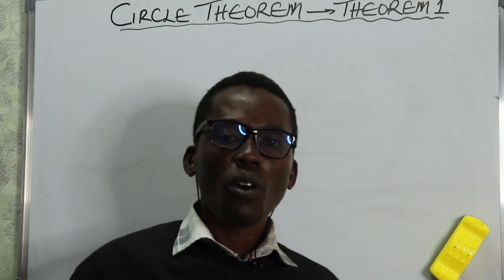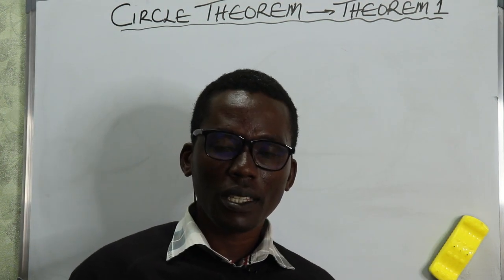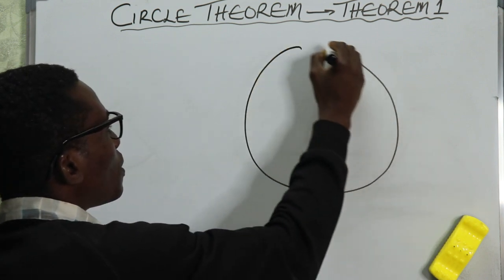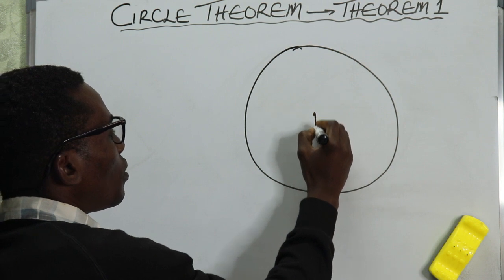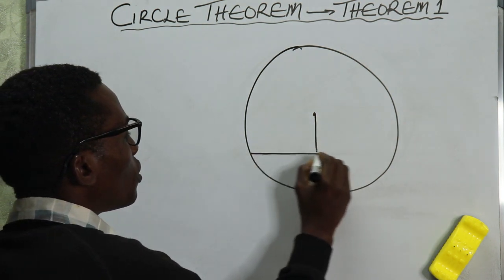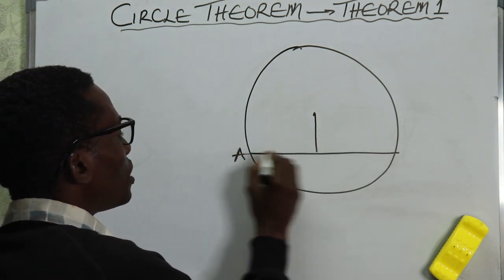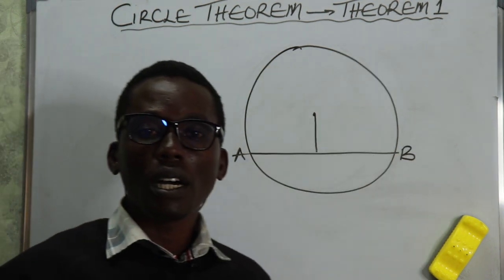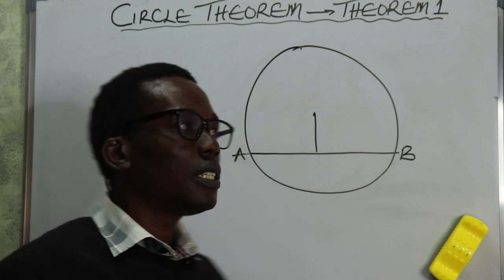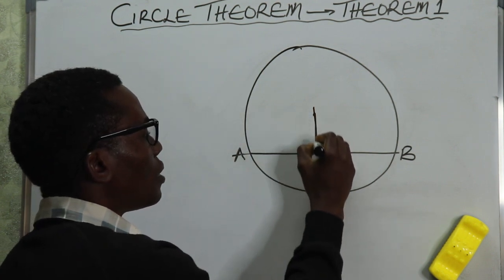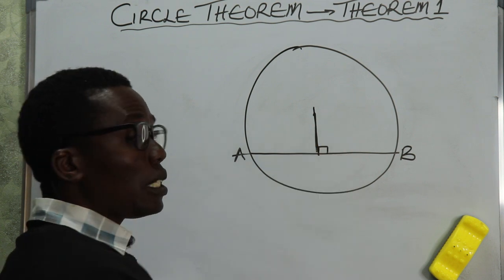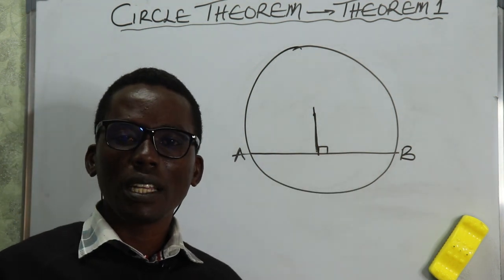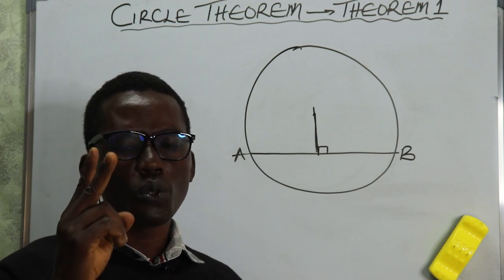The first theorem of circle geometry states that a line that is drawn from the center of a circle to a chord, let's say the chord is AB, which is not a diameter, is perpendicular to the chord and also bisects the chord. Now take note of those 2 points.